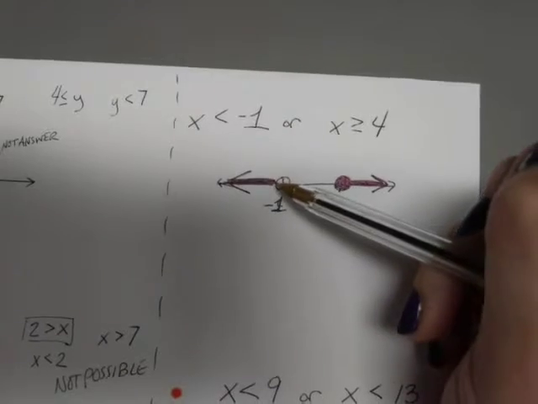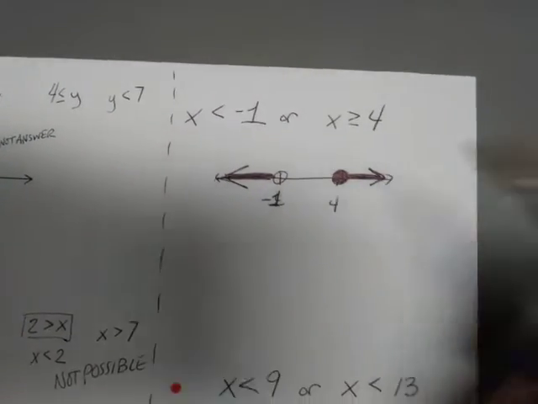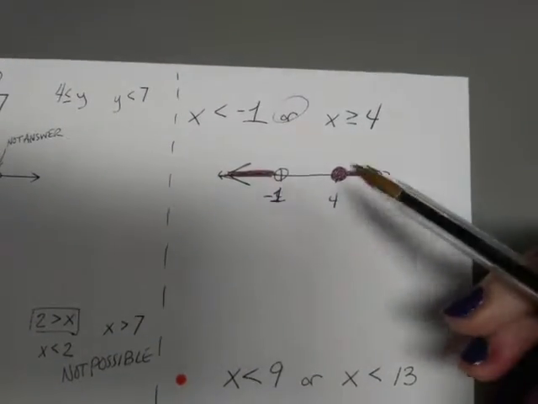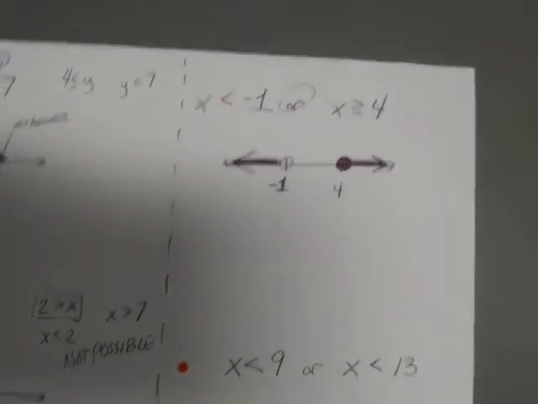Now, I can't have both of these happen at the same time. I can't think of a number that is less than -1 and also greater than 4, but that's okay because it's or. So I don't need both to be true. It can be separate like that. Let's go to the next one.